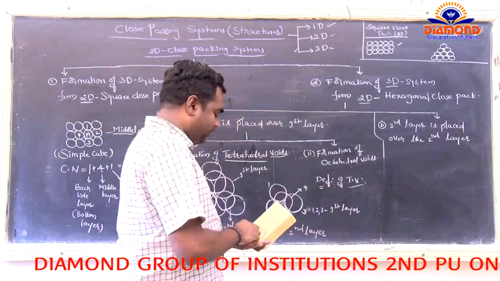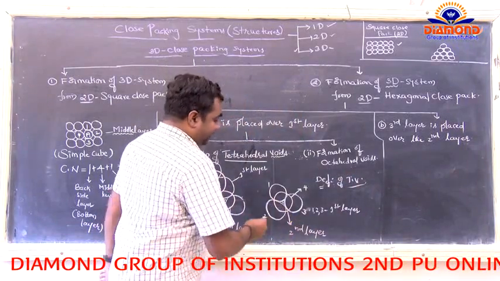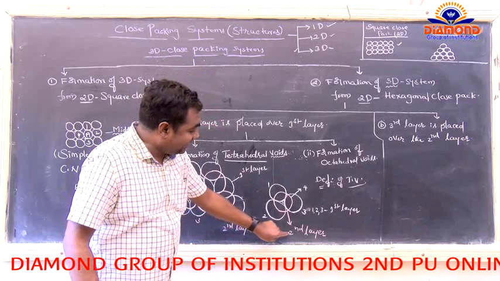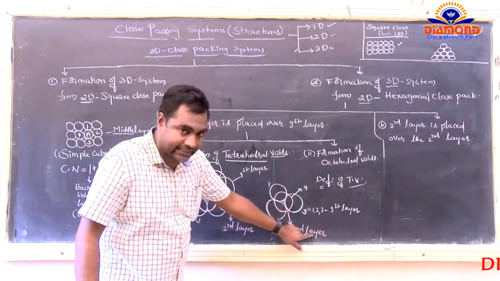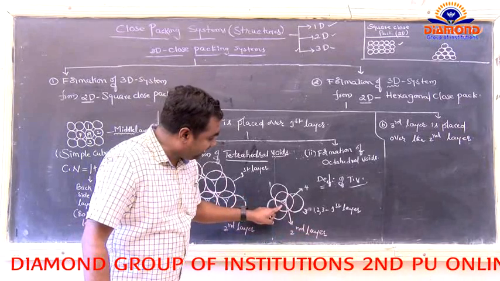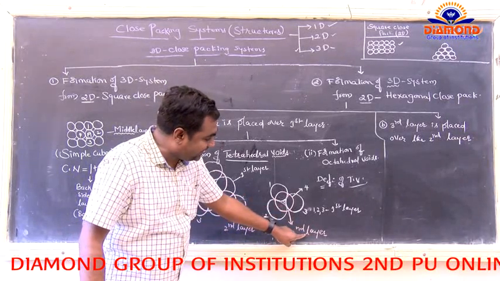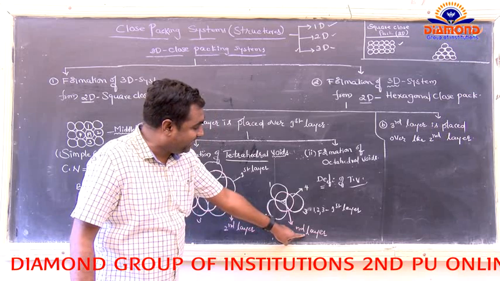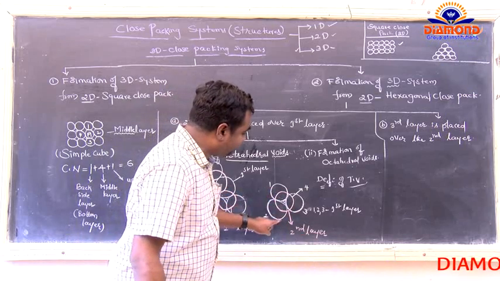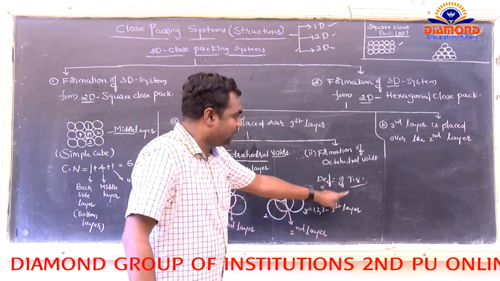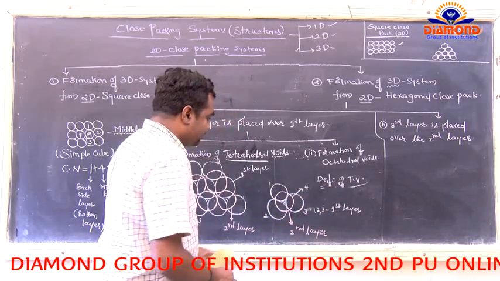Definition of tetrahedral void. When a sphere present in the second layer is placed exactly over the triangular void of the first layer, it is called a tetrahedral void.